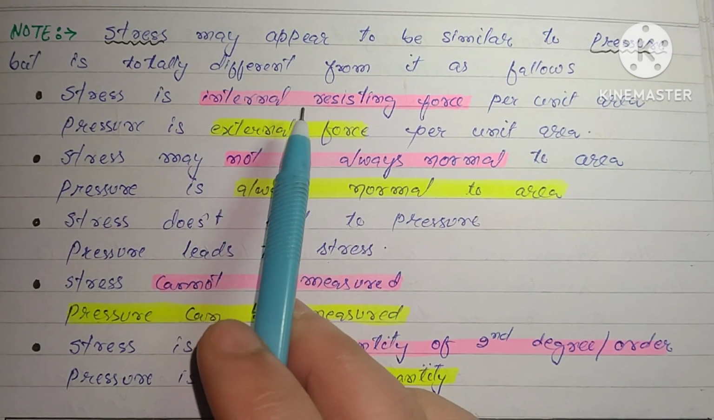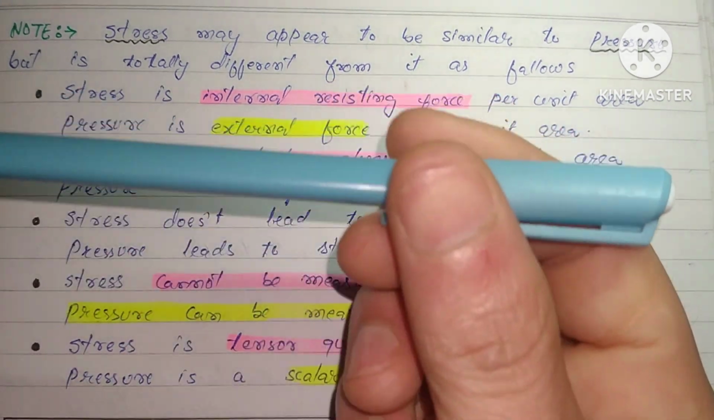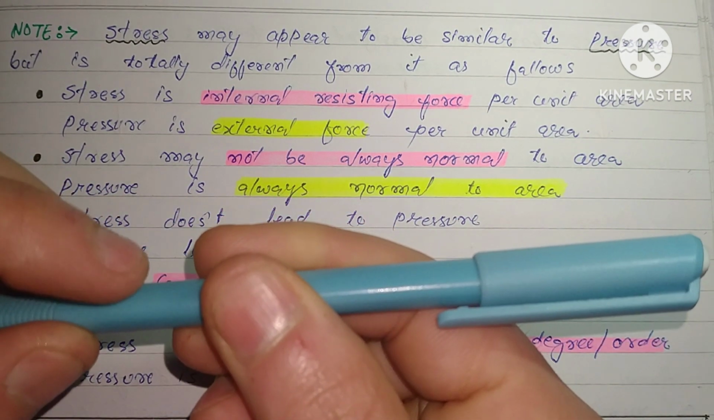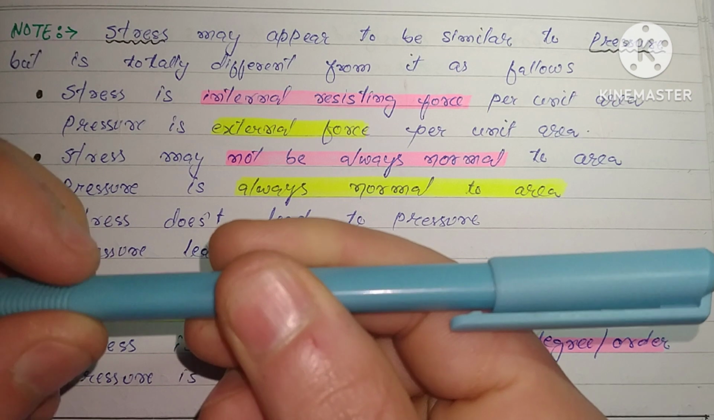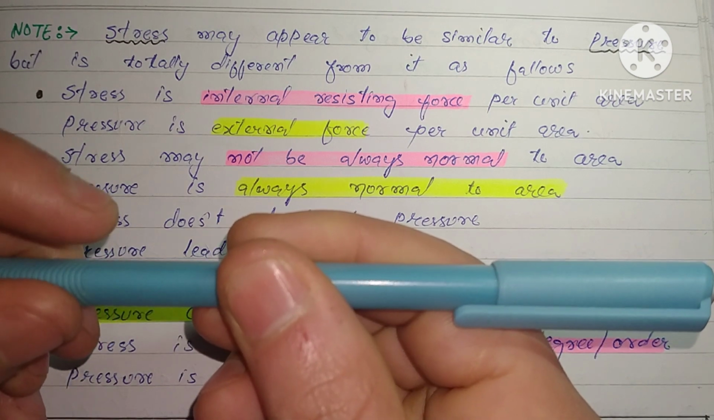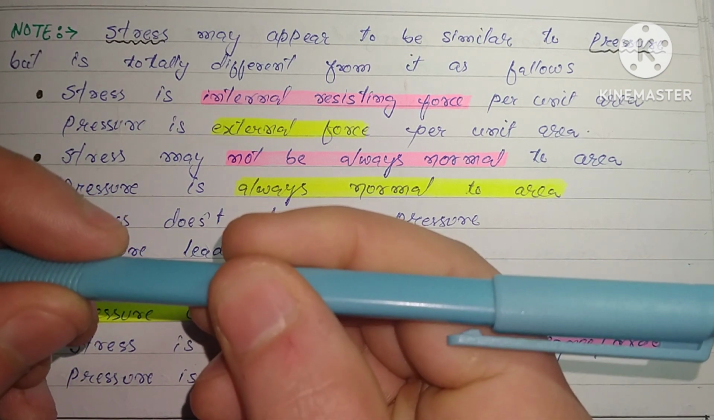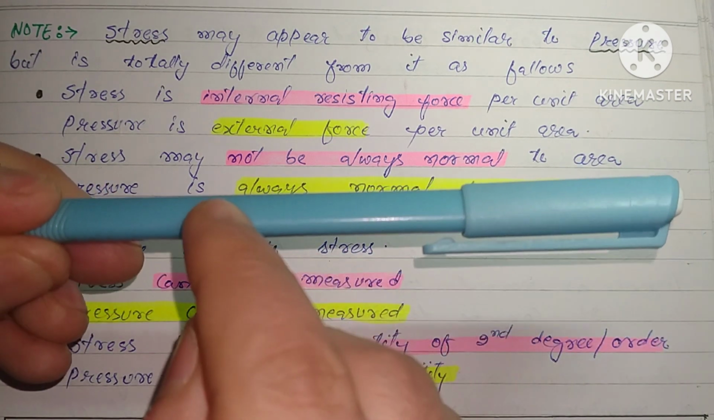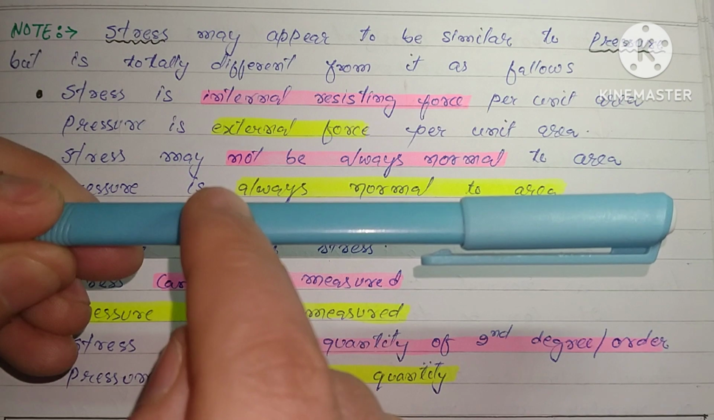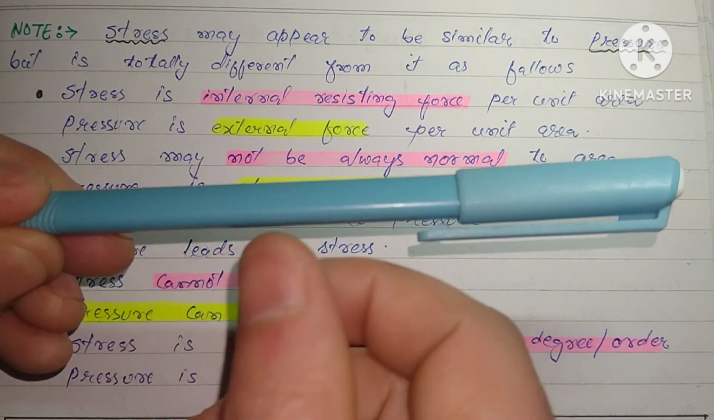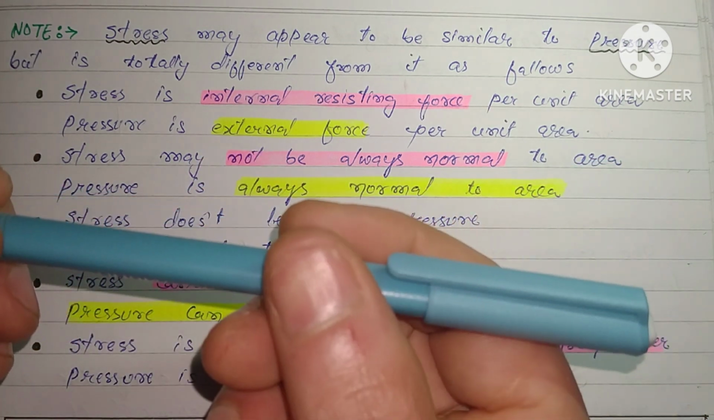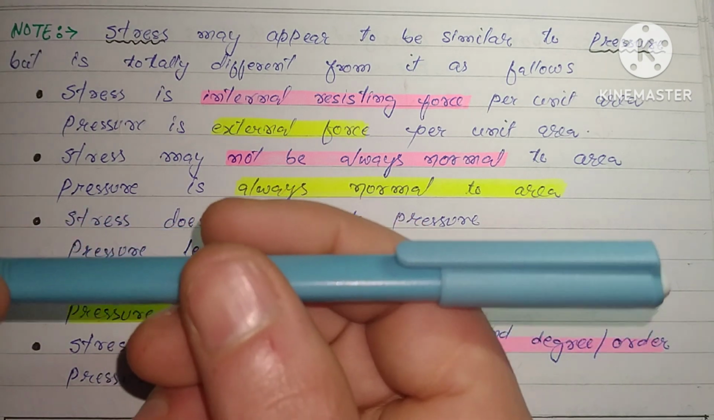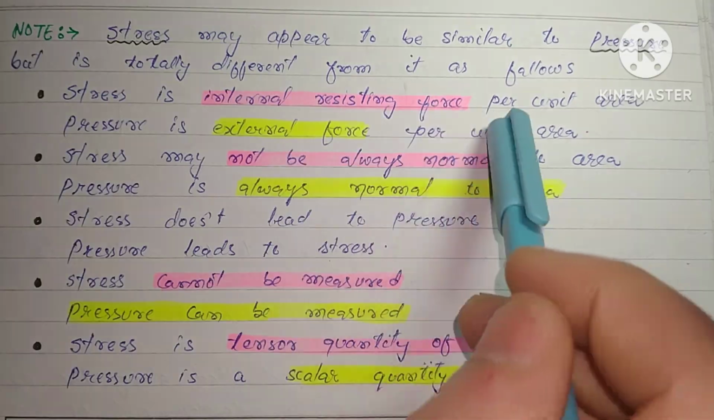Stress is when we stretch a body. Suppose it is a body. If I stretch this body, the internal force will resist this extension, and the internal resisting force per unit area, this is called the stress. Pressure is the force we apply externally divided by area, and is called the pressure. Pressure is external force and stress is internal resisting force. That is the first difference.